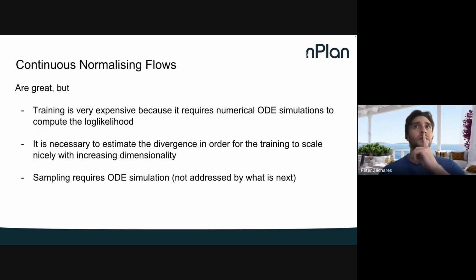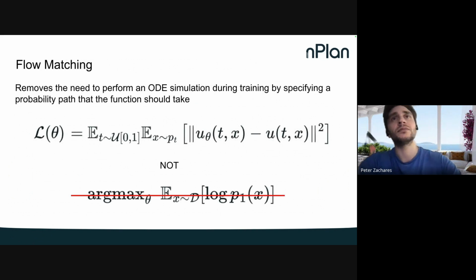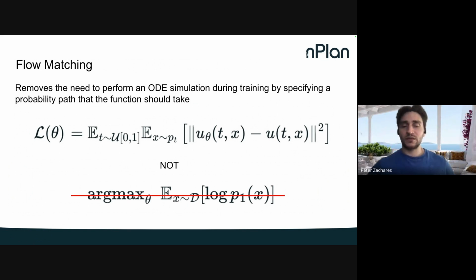So just to recap here, with continuous normalizing flows, the big problem is that you have to do these ODE simulations to compute the likelihoods. And that's really expensive and means training takes forever. And we don't want training to take forever because we have a limited amount of time in life. So this is where they introduce the new approach, which is one of the main parts of this paper, called flow matching. And this removes the need to perform an ODE simulation at training time. What you're doing is you're specifying a probability path that the function should take.